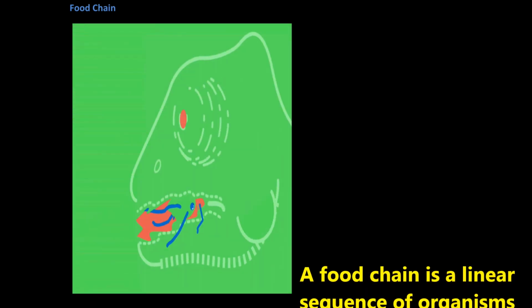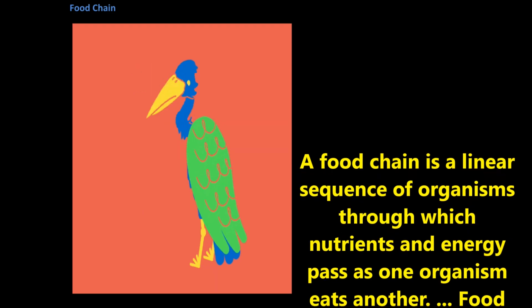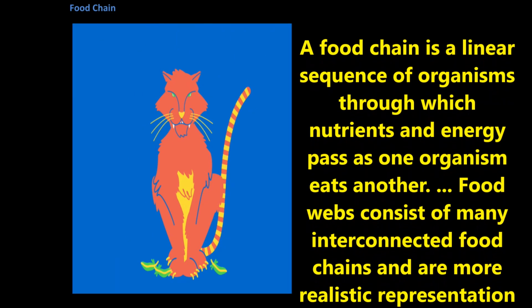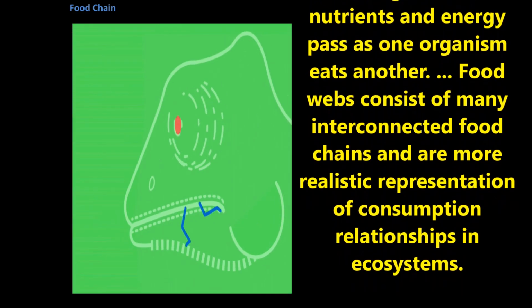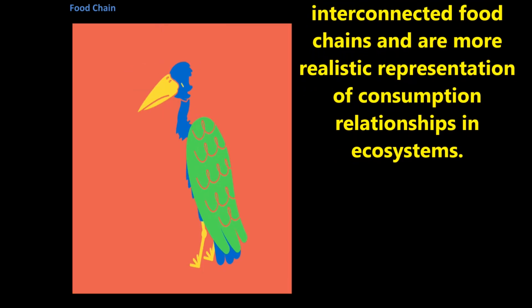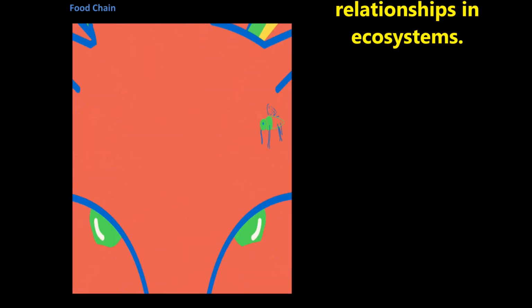Now let us discuss the food chain in a terrestrial ecosystem. A food chain is a linear sequence of organisms through which nutrients and energy pass as one organism eats another. A food web consists of many interconnected food chains and is a more realistic representation of consumption relationships in an ecosystem.